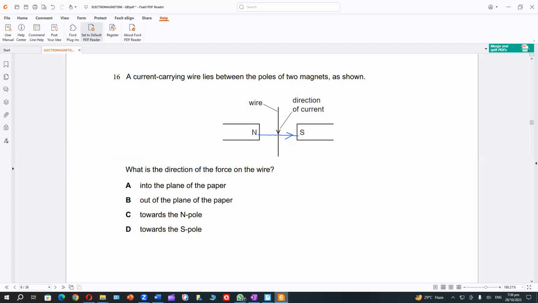B. One answer I got is B. So put your left hand rule. Current is going downward. Magnetic field is left to right. So force is out of the page.